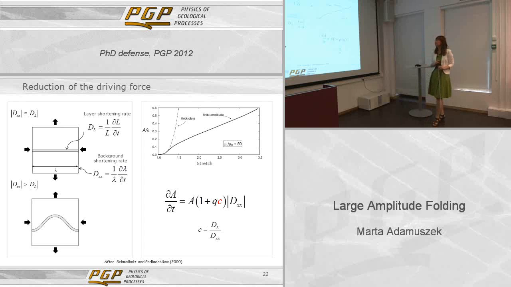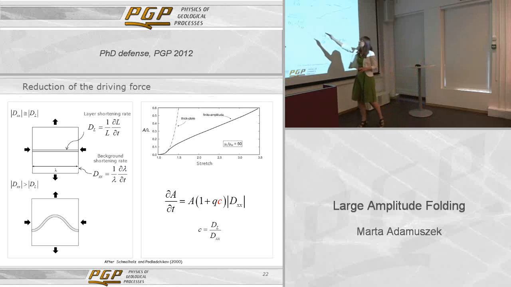Schmalholz and Podladchikov presented the equation when they took into account this correction, and they stated that the amplitude evolution is not driven by the rate of background shortening, but by the rate of layer shortening. And what does it mean? So initially, when the layer is almost flat, the rate of background shortening and rate of layer shortening are the same.